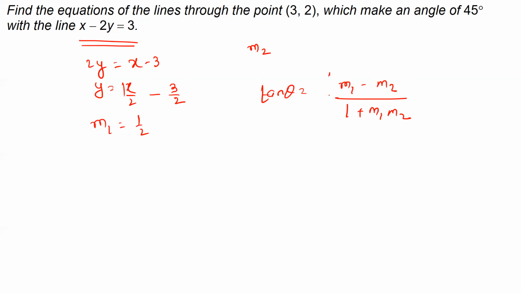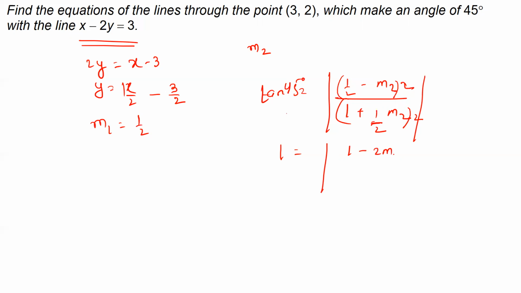When did we use this formula? We used it when we were interested in the angle of intersection of two lines, and this is what the question is saying, that these two lines are inclined at an angle of 45 degrees. So theta is 45 degrees in my case. m1 is equal to half, and we need to find out the value of m2. Let's quickly simplify. What is tan 45? Tan 45 is 1. We multiply the numerator and denominator by 2 and see what we get. So we get mod (1 - 2m2)/(2 + m2).